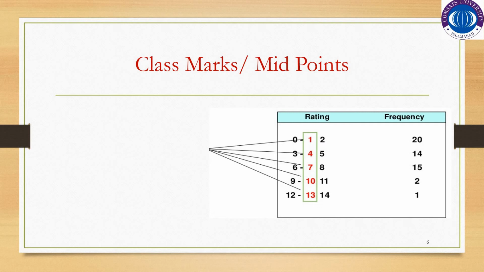The second way to represent the data, represent the variable, is class mark, or we say midpoints. As it is very well observed from the name, midpoints. This is a score which lies in the middle of the two limits.